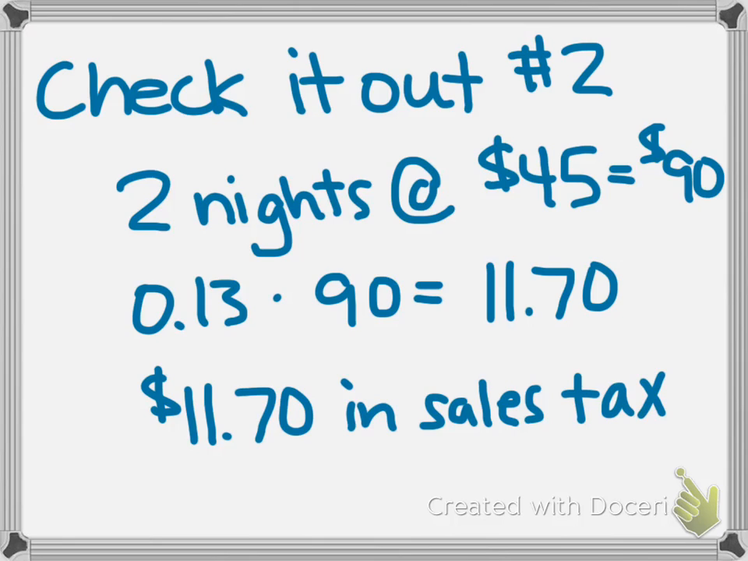Okay, you should have done Check It Out number 2. Amy rents a hotel room for $45 per night. She rents for 2 nights and pays sales tax of 13%. How much sales tax does she pay? So 2 times 45 is 90, and then I took the 90 and multiplied by the 13%, which as a decimal is 0.13, to get my answer $11.70. So Amy paid $11.70 in sales tax.